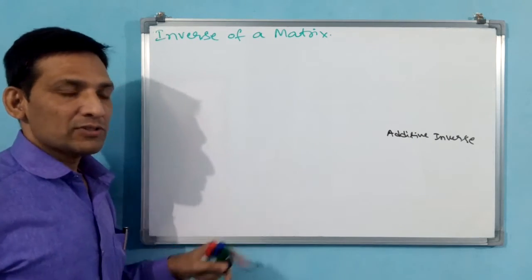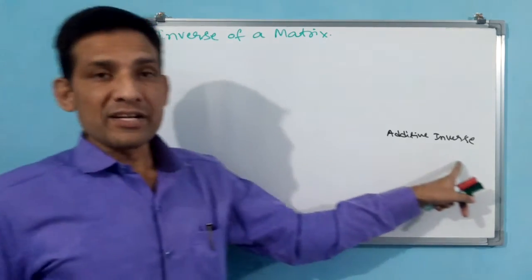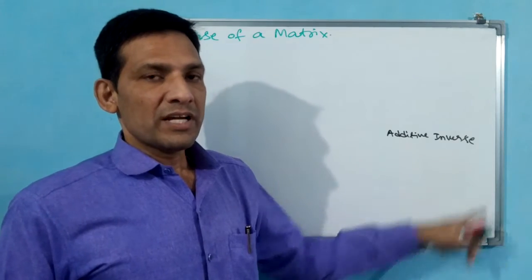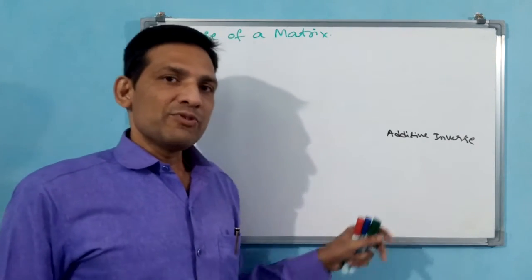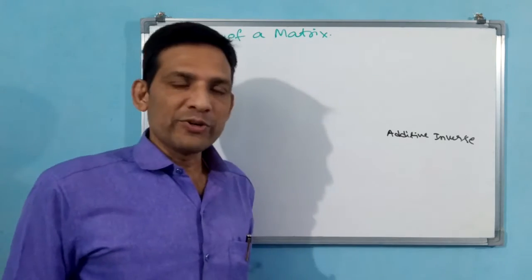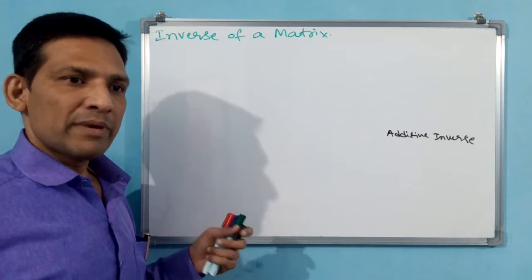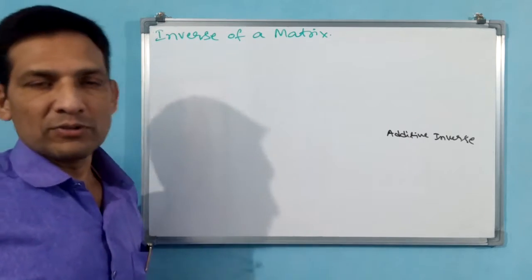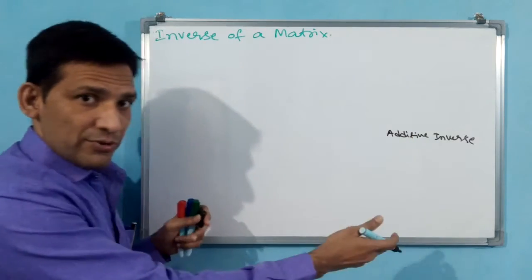Multiplicative inverse I have not told. See, inverse of a matrix means multiplicative inverse. Or else you have to write additive inverse. Okay, 2 inverses are there: additive inverse and multiplicative inverse. If additive inverse is meant, then you have to write additive inverse. If you have not written any additive or multiplicative, then it is multiplicative inverse only. Okay, by default multiplicative inverse. Let us see first additive.